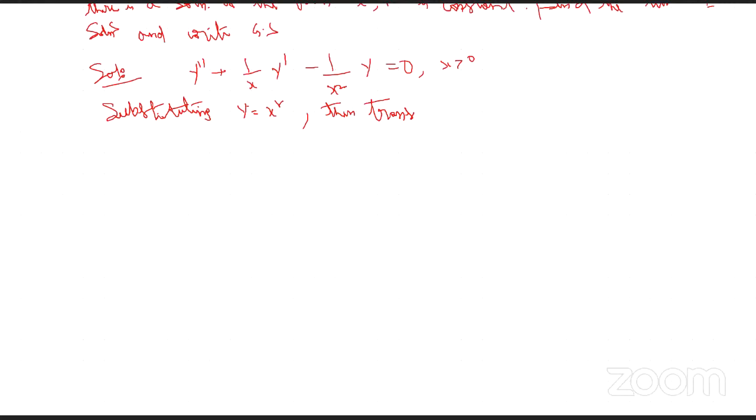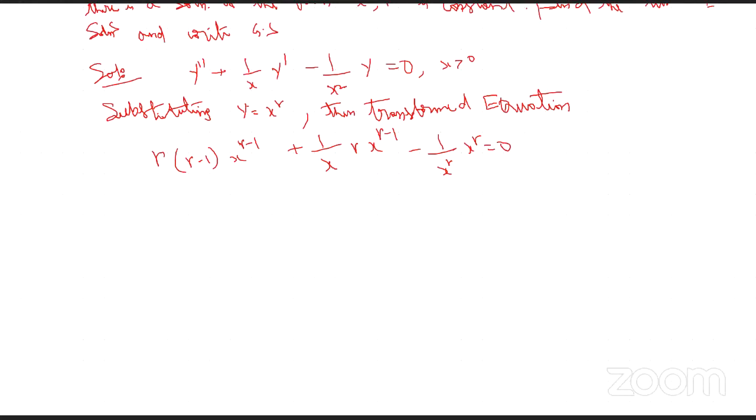Transformed equation. Then transformed equation: r into r minus 1, x power r minus 1, plus 1 by x, r into x power r minus 1, x power r minus 1, minus 1 by x power r, 1 by x power r into x power r, equal to 0.